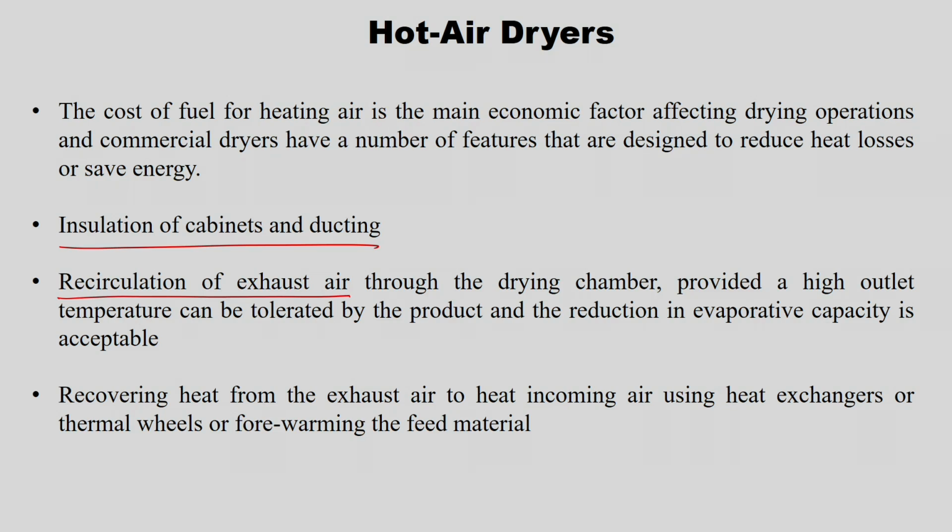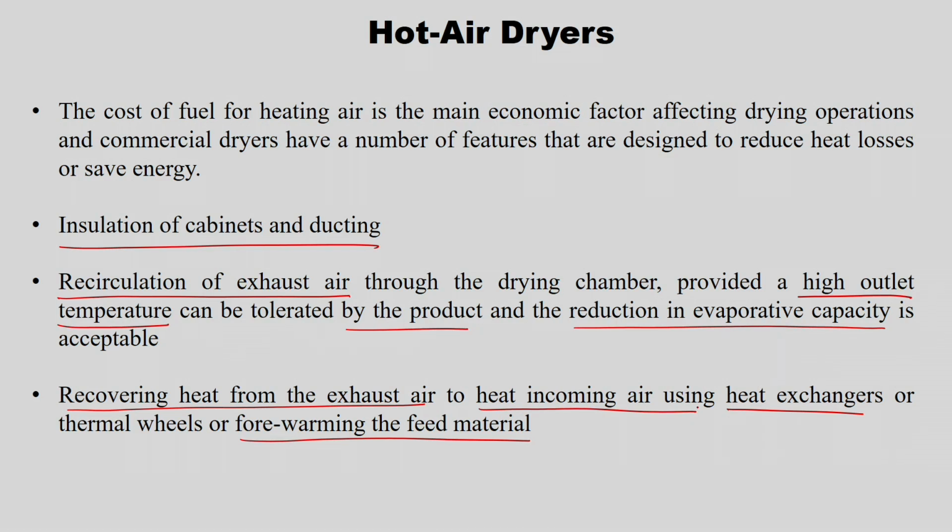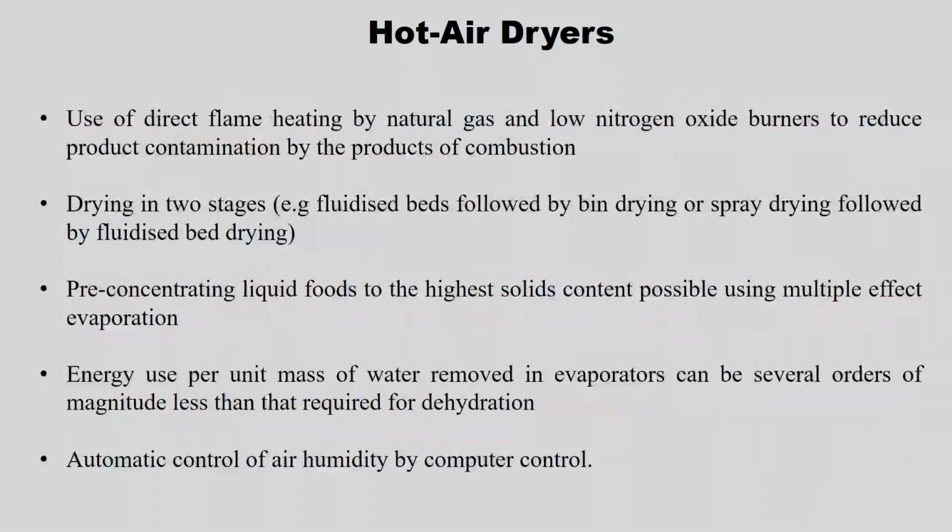If we are doing that, then we also need to be careful about the outlet temperature that can be tolerated by the product, because the exhaust air temperature should be tolerated by the product. It should also be acceptable to have a reduction in evaporative capacity. And recovering heat from exhaust air: directly it can be recirculated, or we can use some heat exchanger, and that heat can be used for forewarming the feed material or to heat the incoming air. So, this way we can improve the efficiency of the hot air dryers.